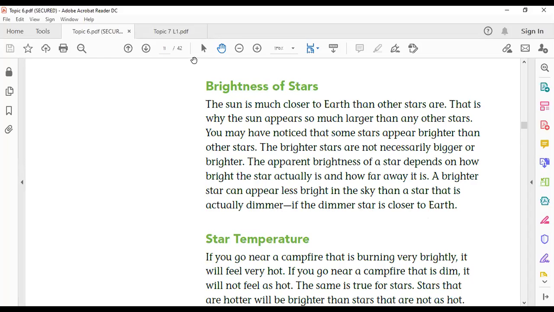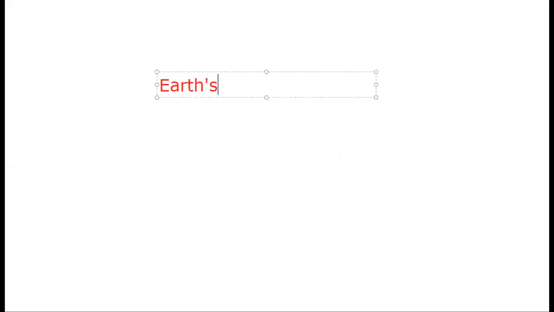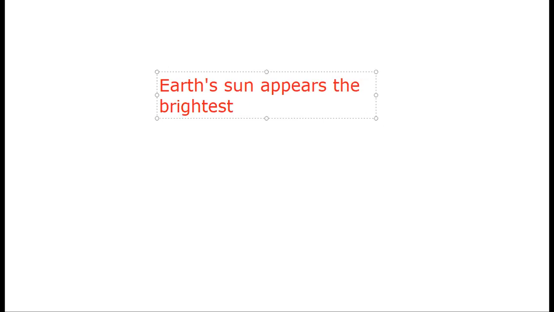Let's take an example. The sun, Earth's sun, appears the brightest star in the sky in our galaxy. But it appears like this not because it is the brightest star. There are a lot of stars that are brighter than the sun. But the sun appears the brightest star because it is closer to Earth.